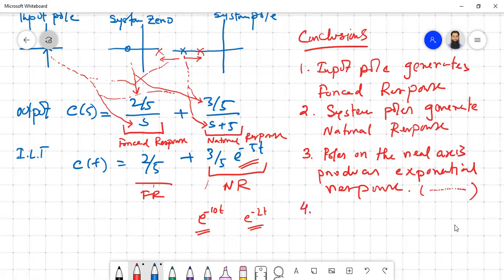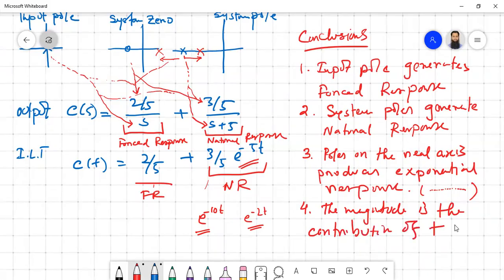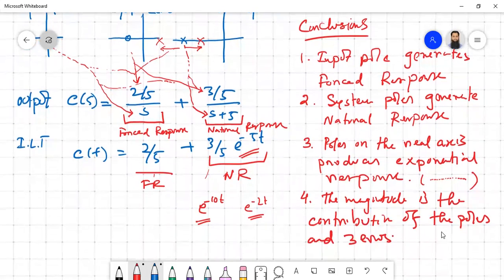Again, the last one is the magnitude. The magnitude is the actual contribution of the poles and zeros. So this is how you have to figure out the properties. With an example, we'll try to figure out the properties.